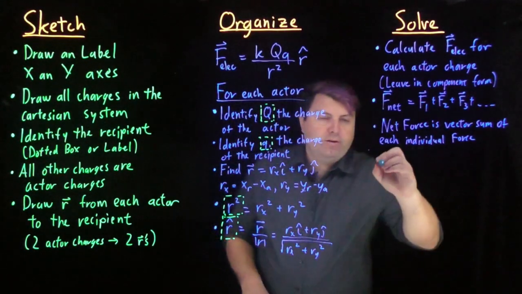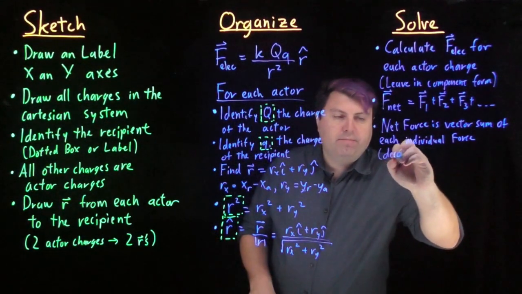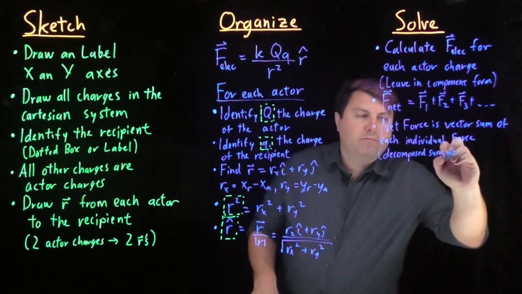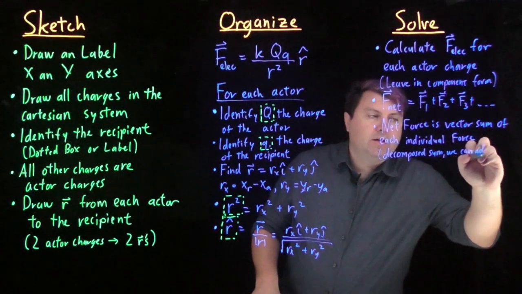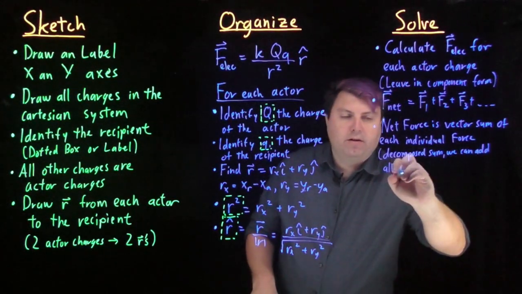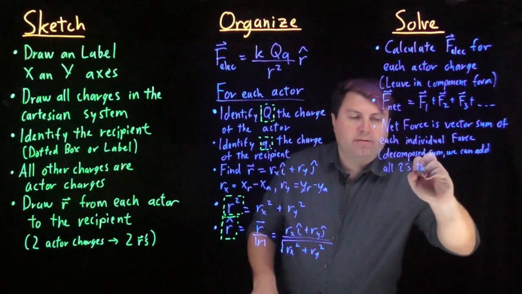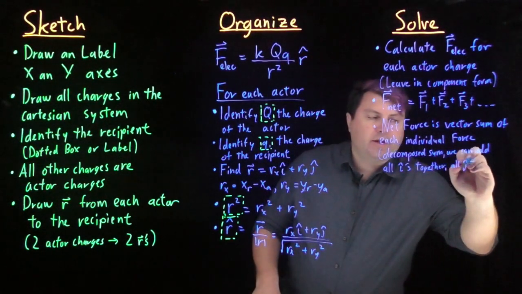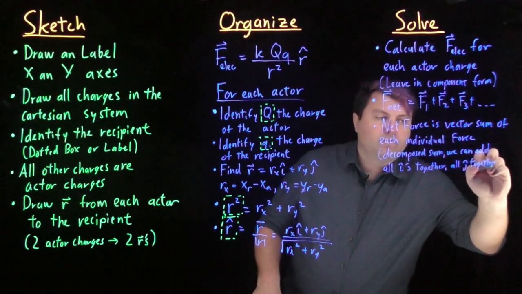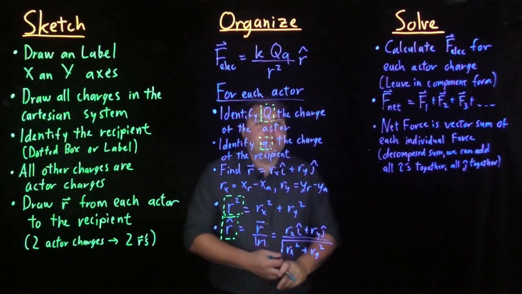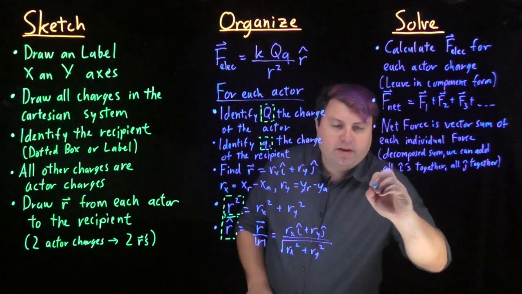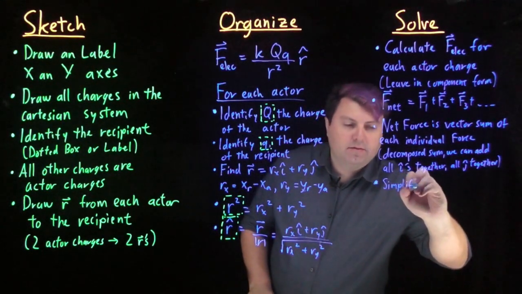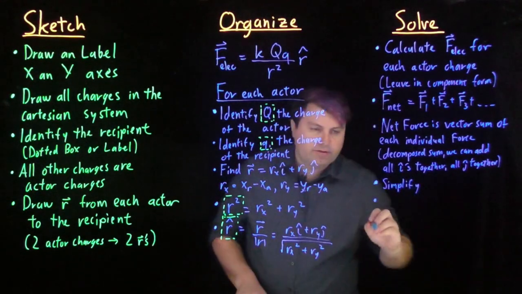So if we use a decomposed sum, then we can add all i hats together, all j hats together, making it much, much easier for ourselves. And our last steps are then to just simplify and to check our answer.